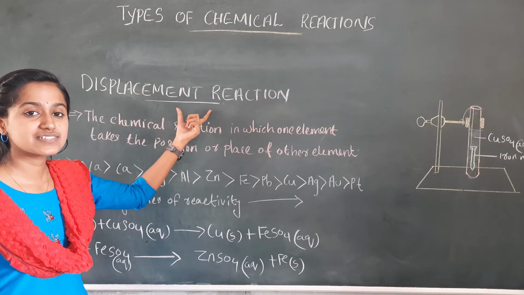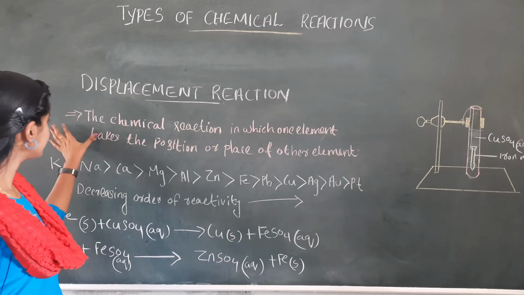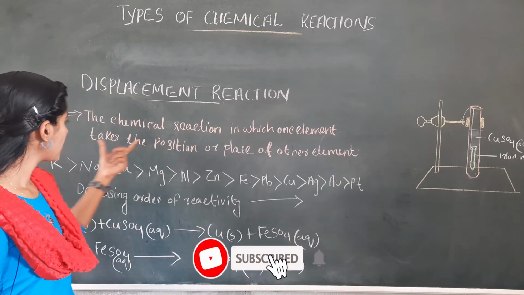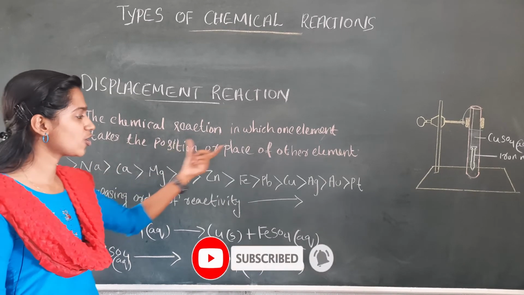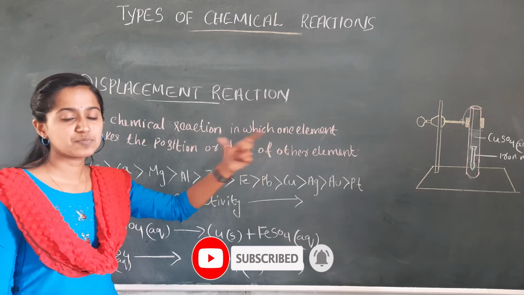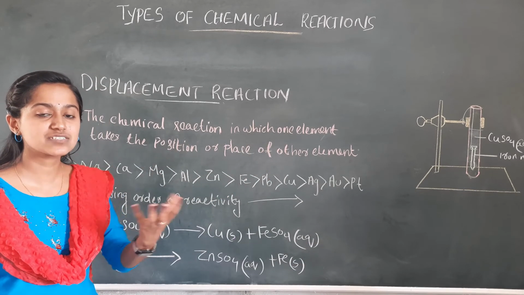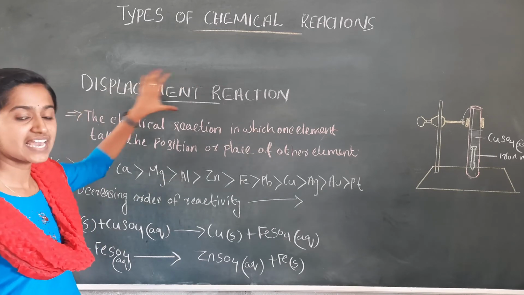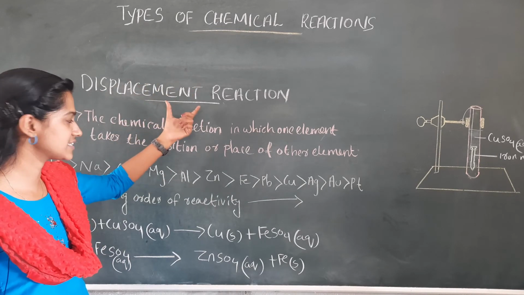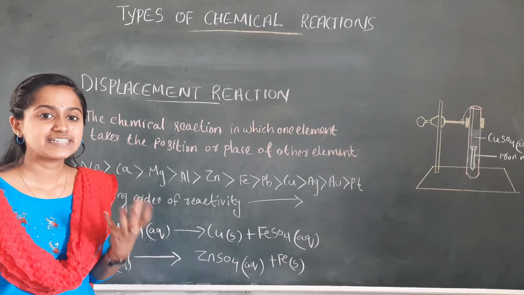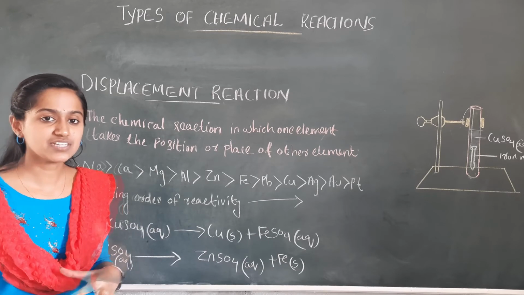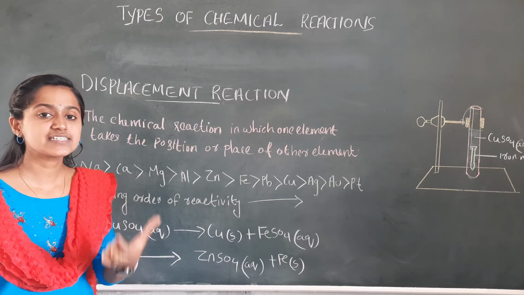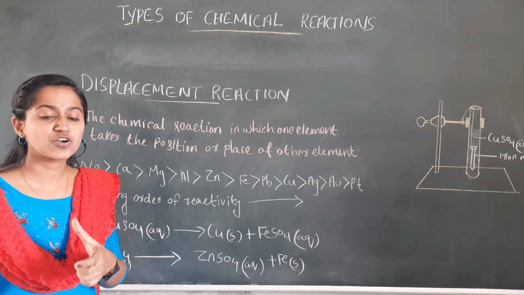The third type is displacement reaction. By definition, a displacement reaction is a chemical reaction in which one element takes the position or place of another element. That means one element takes the place of the other element, which we call displacement, a change in place that takes place here. Generally, metals undergo displacement reactions. Here the more reactive metal displaces the less reactive metal in its corresponding solution.